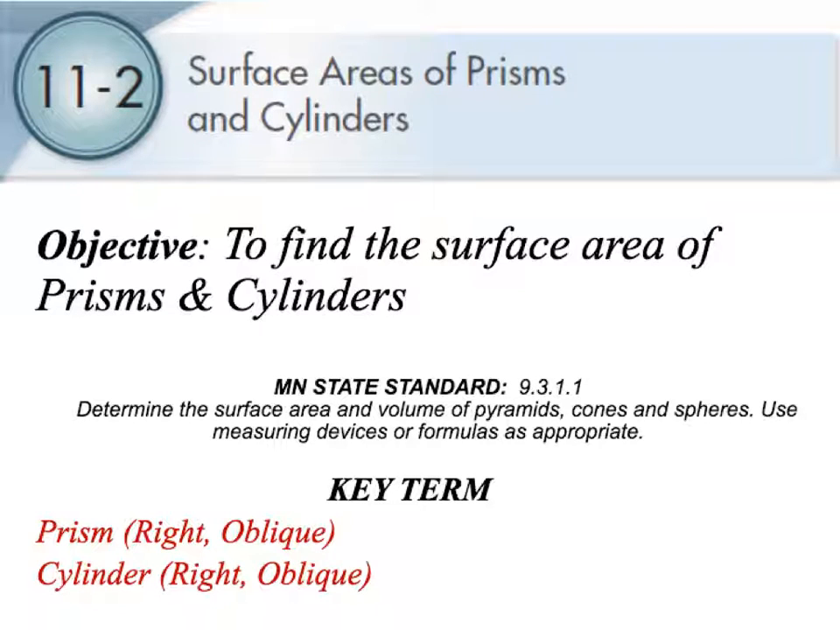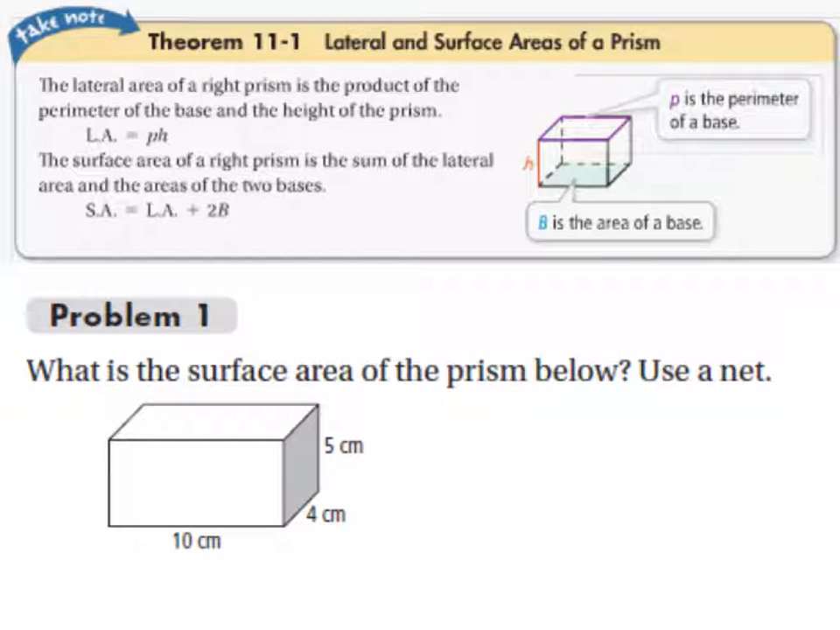Welcome to Chapter 11. We're going to go ahead and get started here with 11.2. We're going to talk about surface areas of prisms and cylinders. We're going to start 11.2 talking about prisms.